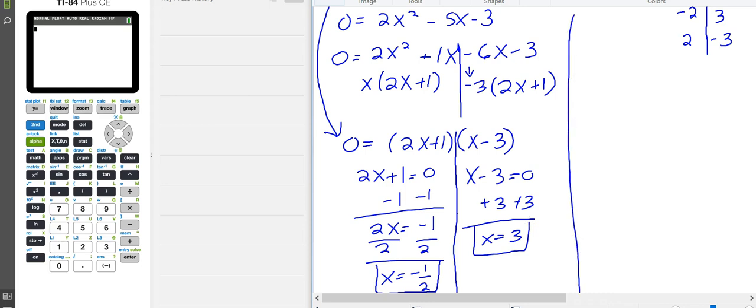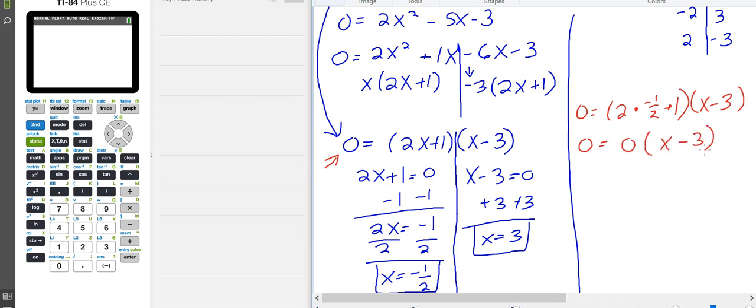We're going to plug in our values back at this step. We'll start with x is equal to -1 over 2. 0 is equal to 2 times -1 over 2 plus 1 times x minus 3. 0 is equal to 2 times -1 over 2 is -1. -1 plus 1 is 0. 0 is equal to 0 times x minus 3. 0 times x minus 3 is just 0, so 0 is equal to 0. And the value x is equal to -1 over 2 makes the equation correct.